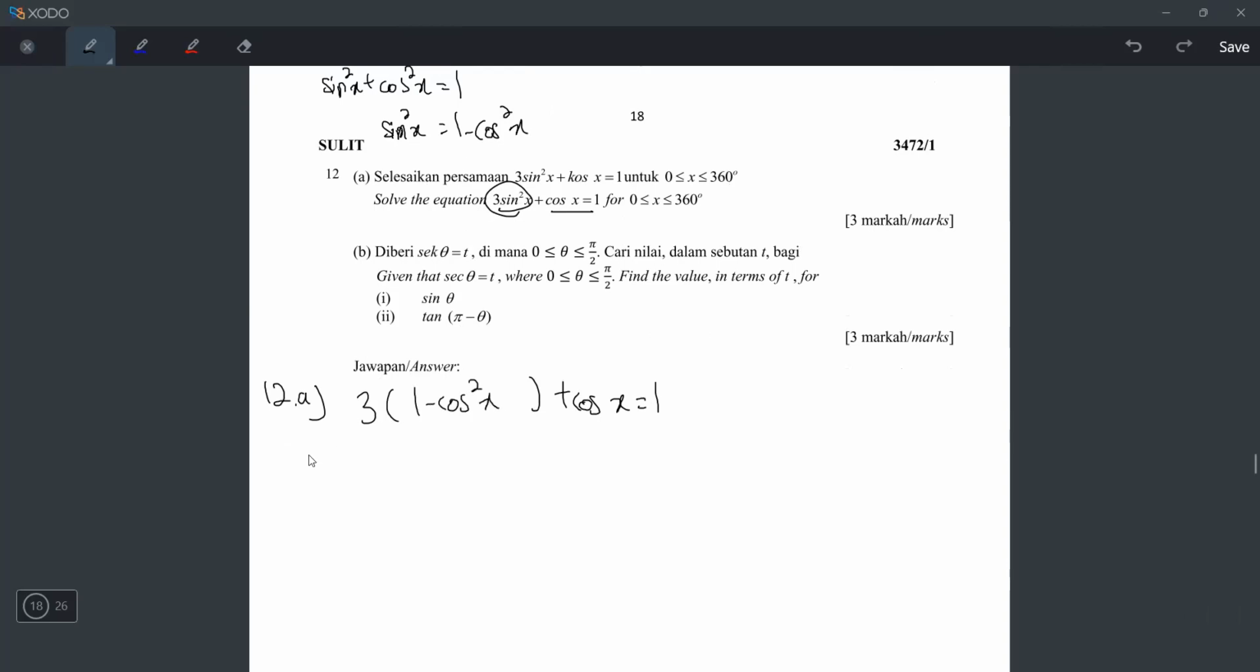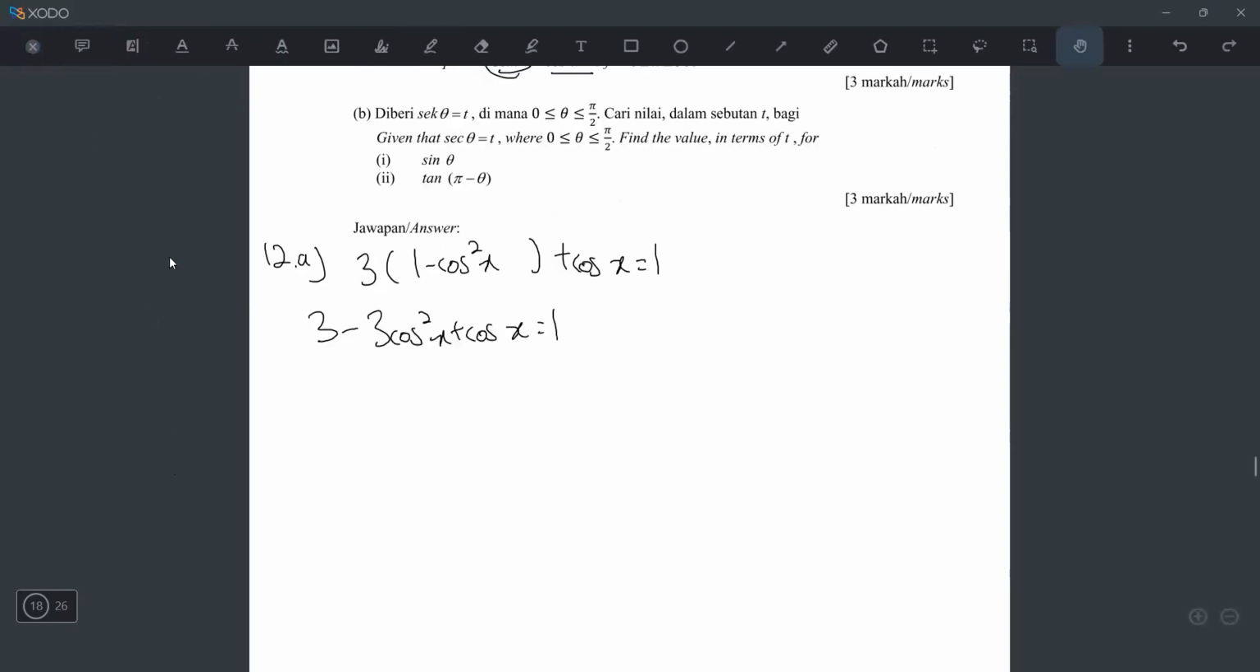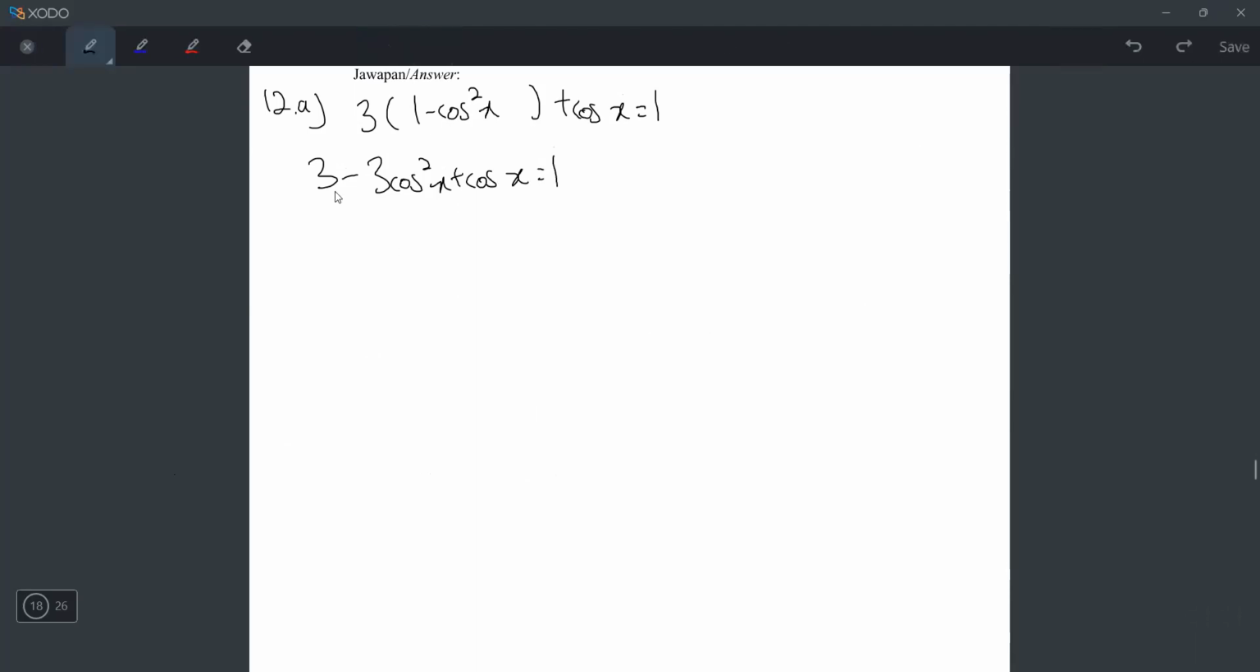And then when you multiply in, you will get a quadratic: 3 minus 3 cos square x plus cos x equals 1. You get a quadratic equation that only involves cos. So now you just have to move everything to one side equals 0, then you can press the calculator. So 0 equals 3 cos square x, minus cos x, and 1 minus 3 is negative 2. I made the a positive already because I moved it over. So 3 cos square x minus cos x minus 2 equals 0. Now I will press the calculator and I will get my cos x values.